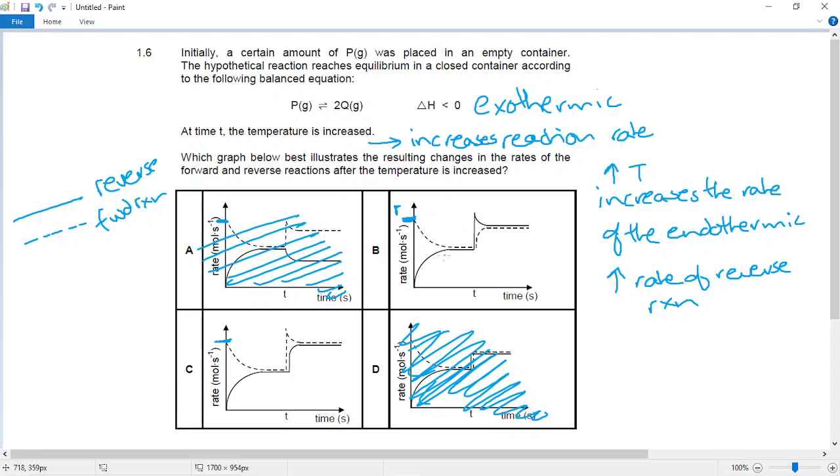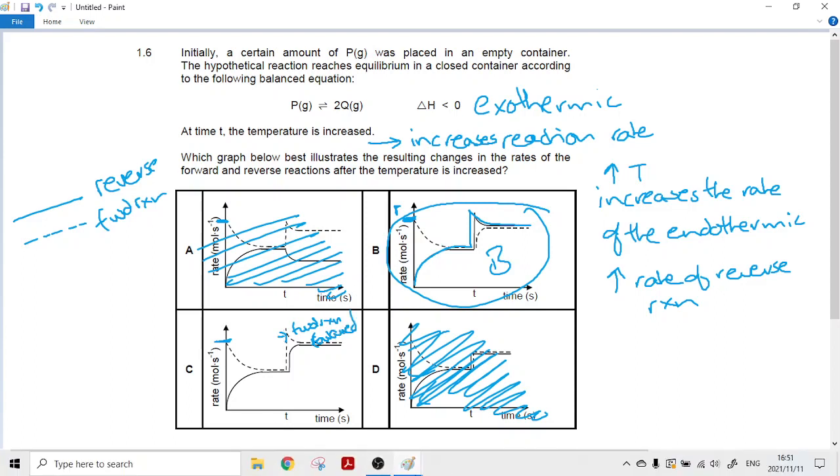So we want the one that favors the backward reaction. So in this one it is B, because if you look over here, the backward reaction goes to equilibrium, and then all of a sudden it increases a lot more than the forward reaction until we reach equilibrium again. So the answer is B. This one shows the forward reaction being favored, which is not happening when we have an exothermic forward reaction and increase the temperature. So we want the answer B.